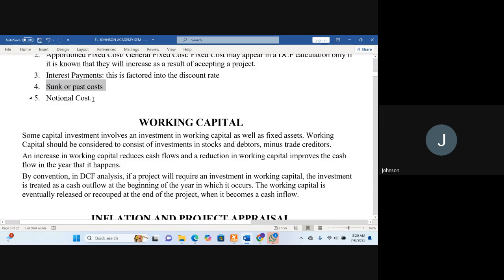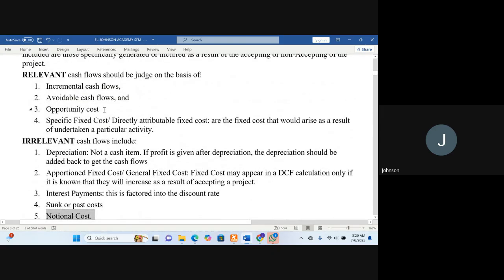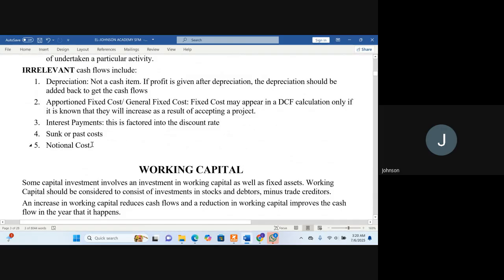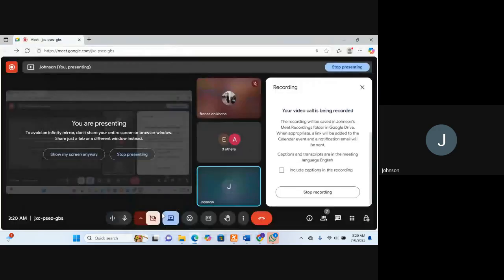Then the last one is what we call notional cost. Notional cost is like opportunity cost. Okay, notional cost is like opportunity cost, and I explained it yesterday. Can somebody unmute and tell me what notional cost is? Let me know if we are following. Notional cost is like opportunity cost. Can somebody explain what notional cost is?